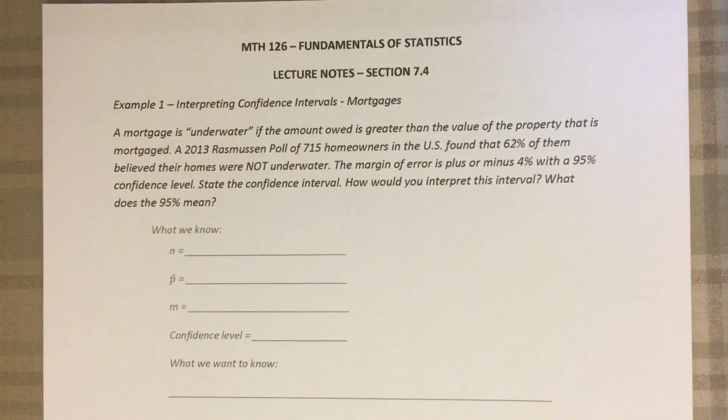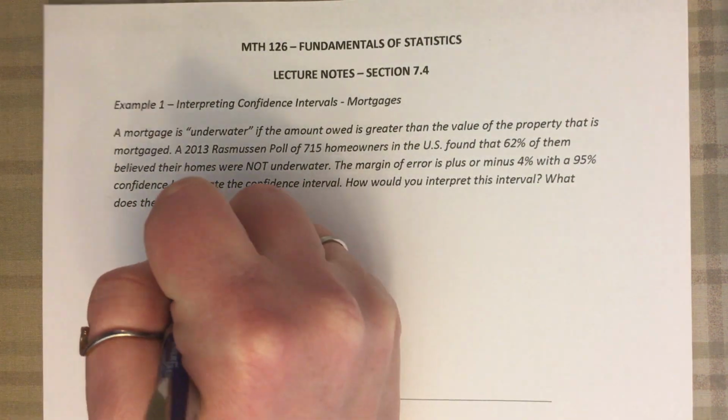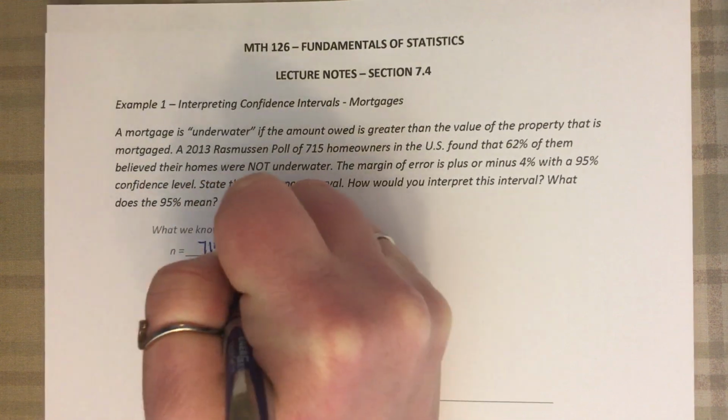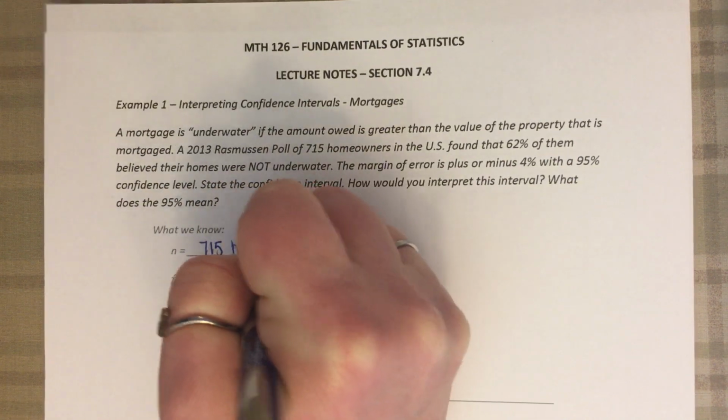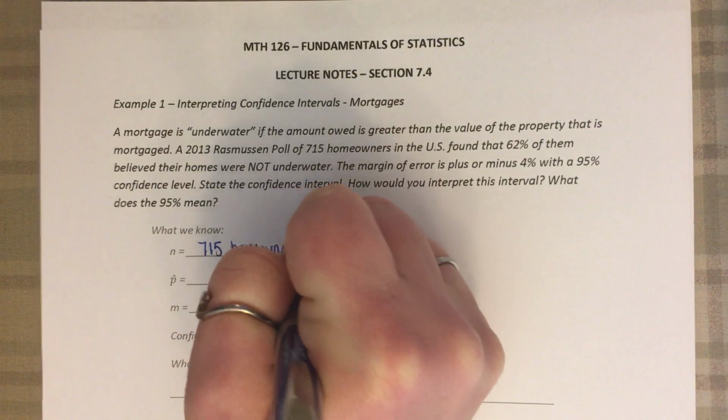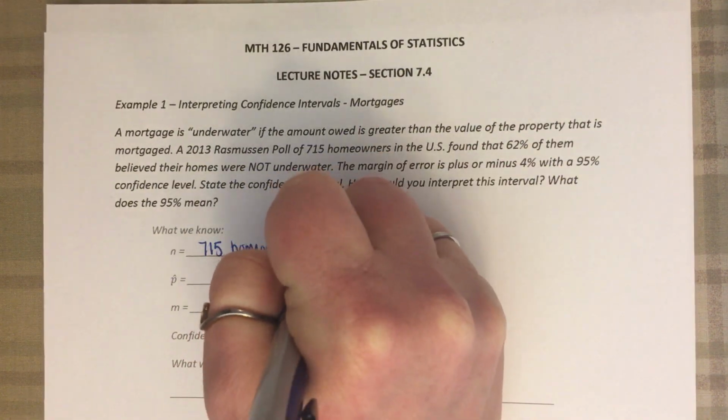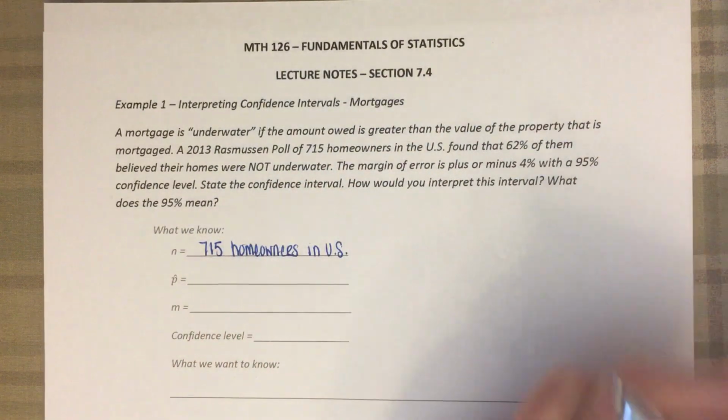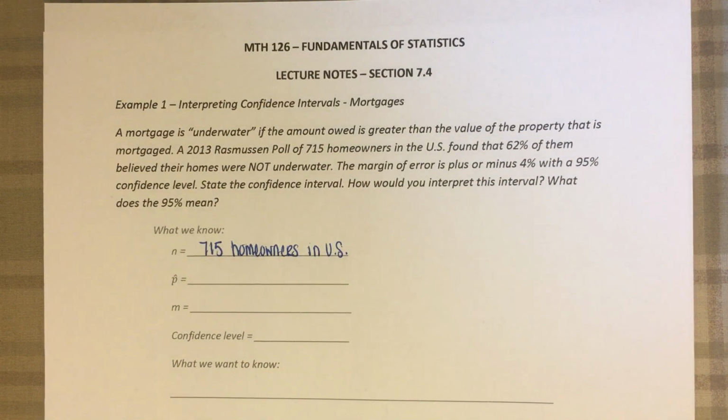The first thing we're going to do, just like we did in section 7.3, is list our variables. In this particular example, I didn't list our capital N. Our capital N is our population, so that would be all homeowners in the United States. But we are going to start with our lowercase n, our sample size, and we get 715 homeowners in the United States. Capital N is always our population, and our lowercase n is always our sample.